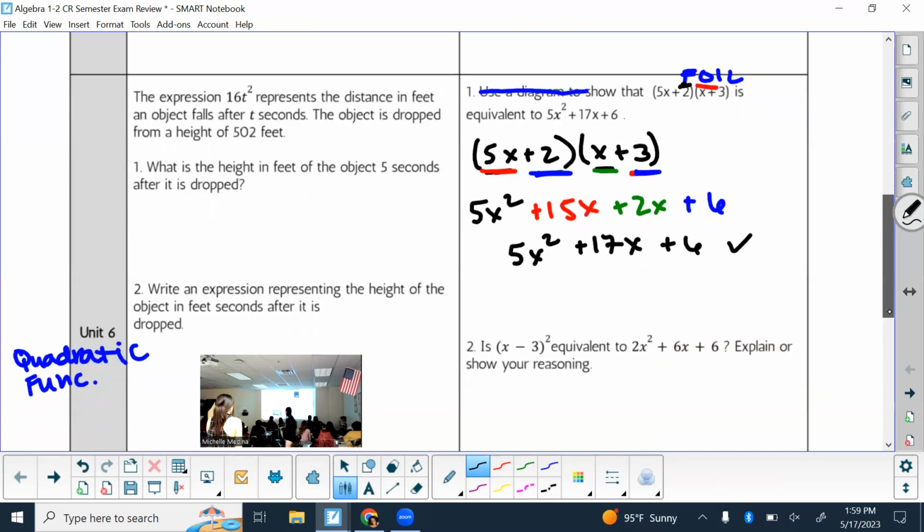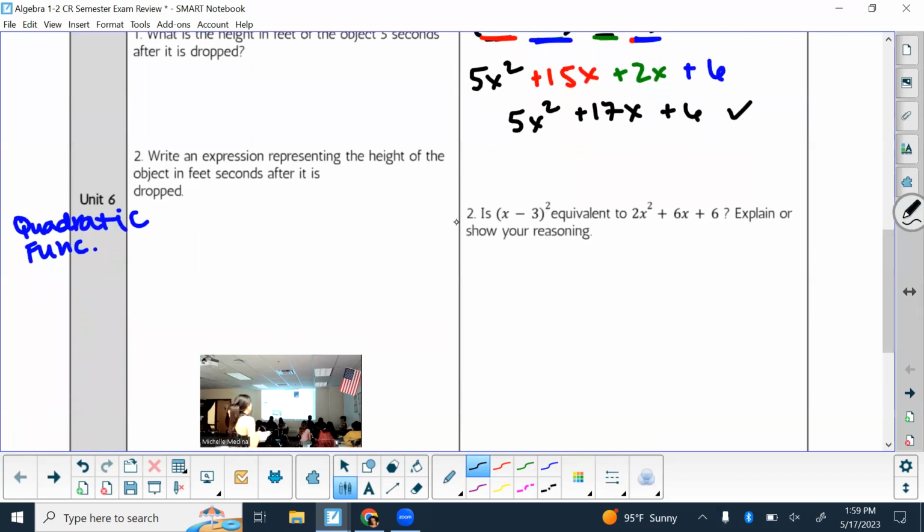Okay, so then number 2 on it says, is (x minus 3) squared equivalent to 2x squared plus 6x plus 6? So this one is asking you if it is or not. So you have to figure it out. What's one way that you can do that? Okay. So if I try to FOIL this over here, I don't see a first, outer, inner, last. So what do I have to do first? Which means write it as what? Like, tell me.